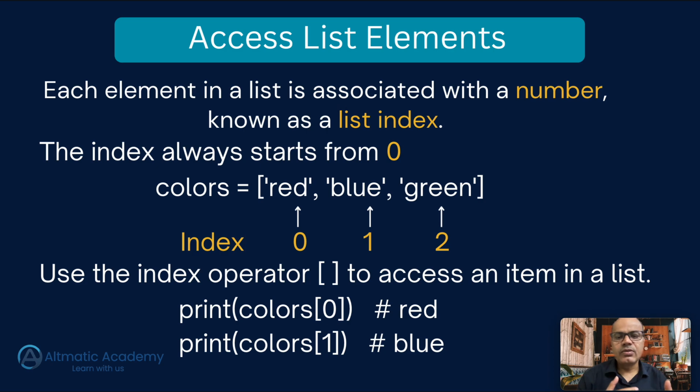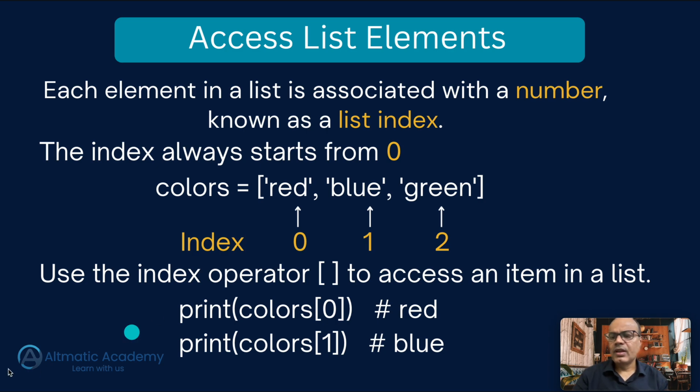Like if any value is stored, that is associated with a number, and that number is known as list index. And list index always starts from 0. So I have one list as I've shown in the previous example: red, blue, green. And if you check the index, the first element is always at 0 position, second is at 1, third is at second index. So index always starts from 0, right? Hope it's pretty much clear.